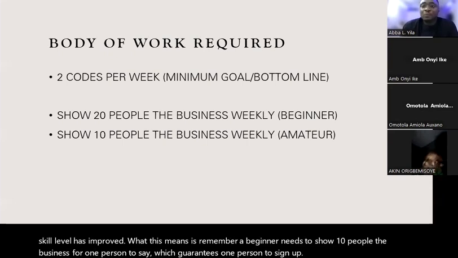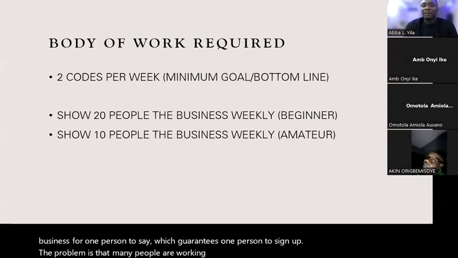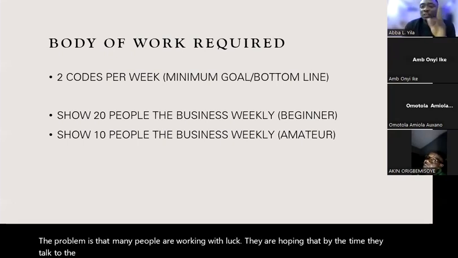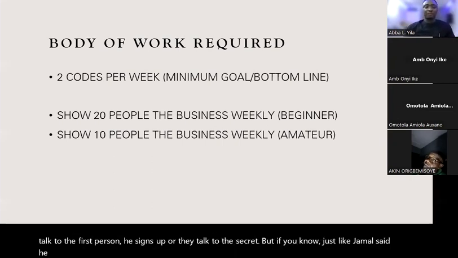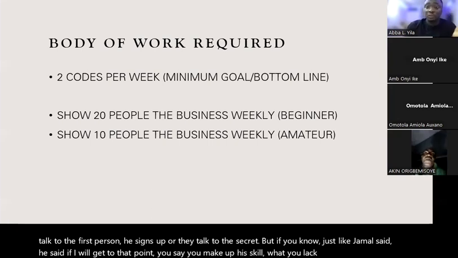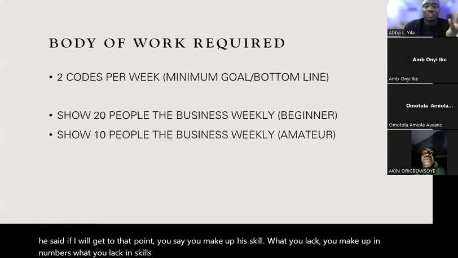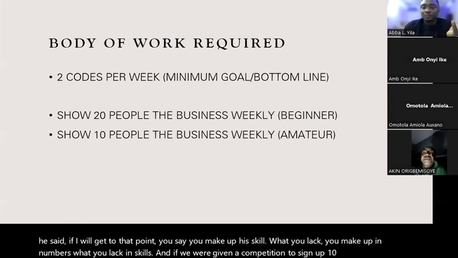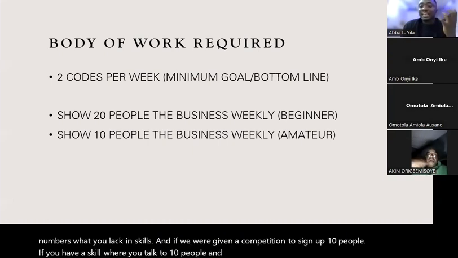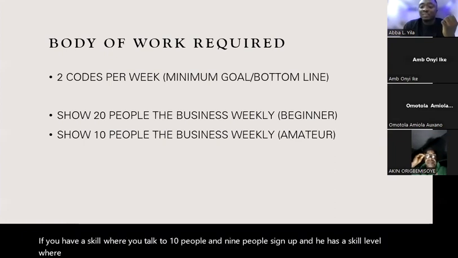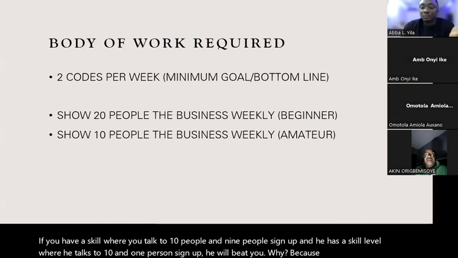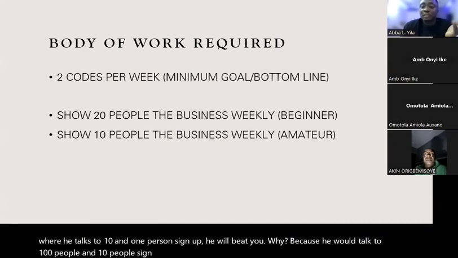The problem is that many people are working with luck. They are hoping that by the time they talk to the first person, he signs up, or they talk to the second. But just like Jim Rohn said, you make up in numbers what you lack in skill. He said, if we were given a competition to sign up 10 people, and you have a skill where you talk to 10 people and 9 sign up, and he has a skill level where he talks to 10 and 1 person signs up, he will beat you. Why? Because he will talk to 100 people and 10 people sign up, whereas you talk to 10 people and 9 sign up.